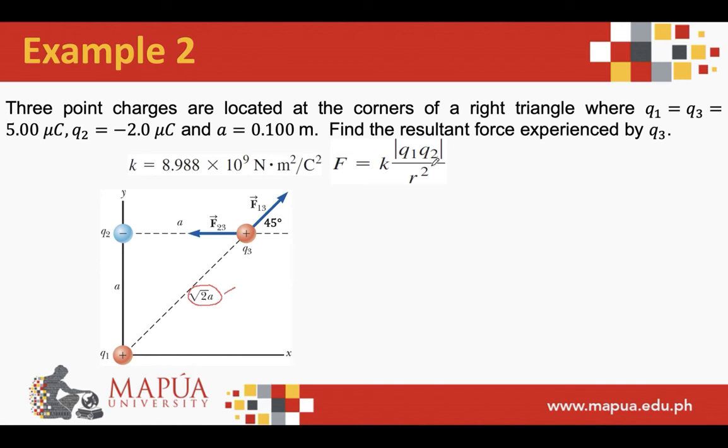And that's the value of k. So, using this formula, we compute for F23. Your Q1 is 5 times 10 to the negative 6, and the other one is negative 2 times 10 to the negative 6, but we take the absolute value, so you get a positive value for F23.